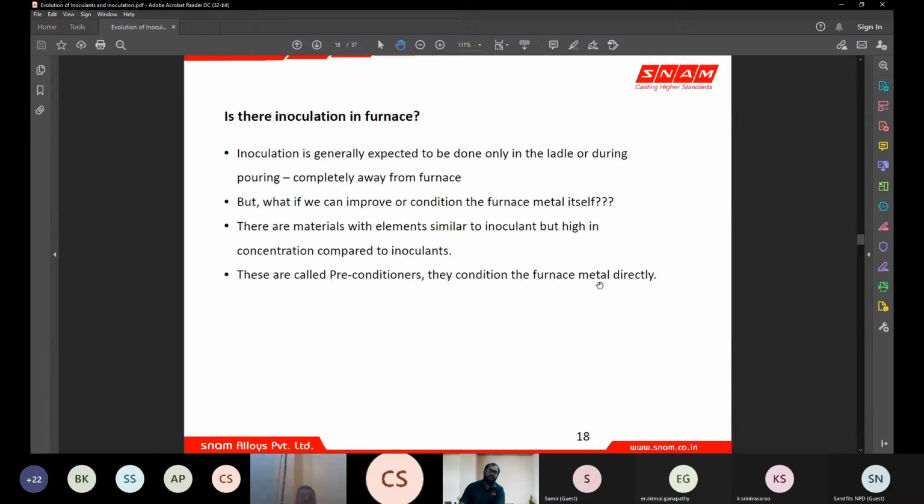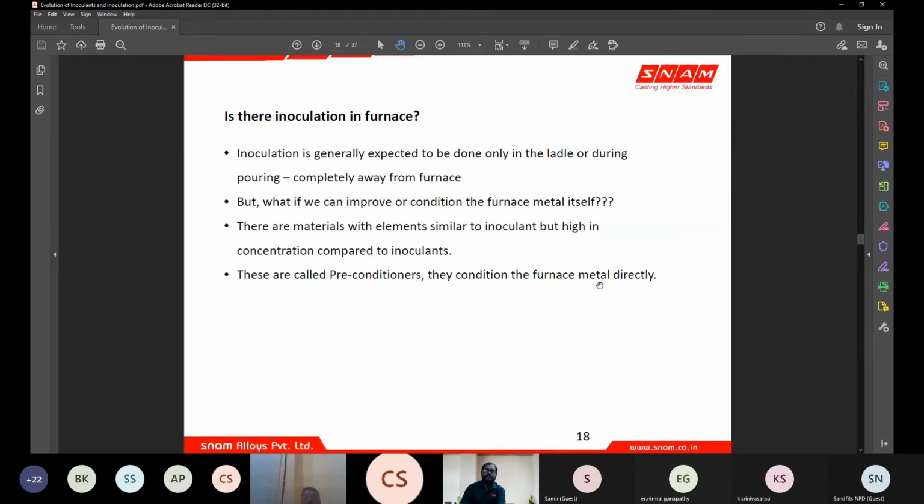So that way you can condition your metal using materials similar to what are called inoculants, which we call preconditioners. These are materials which perform in a similar way to inoculants, but on a larger scale, where you condition your furnace metal itself, and ensure that your metal is going to respond to the inoculant you are going to add in the future. That means down the line in the ladle, or in transfer, or during in-mold inoculation. With this preconditioner addition, you will ensure that your liquid metal coming out of the furnace is uniform and potent enough for responding to your inoculation.